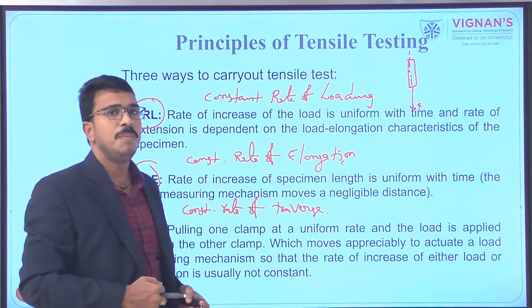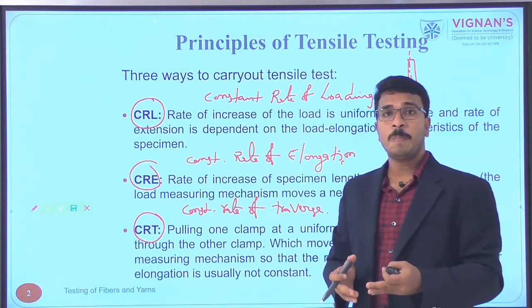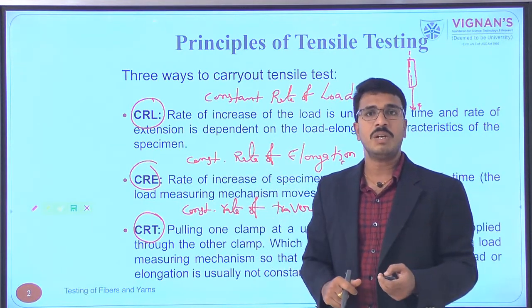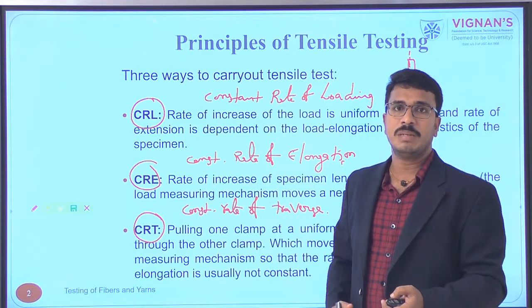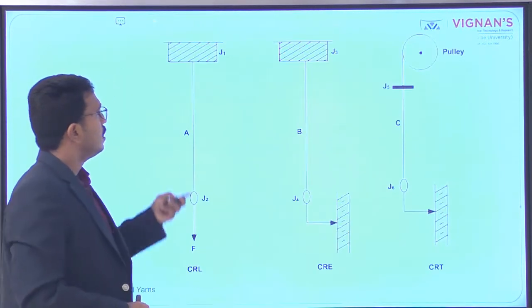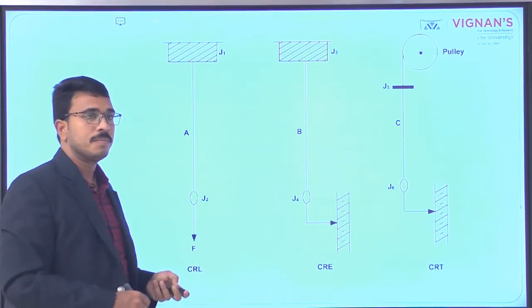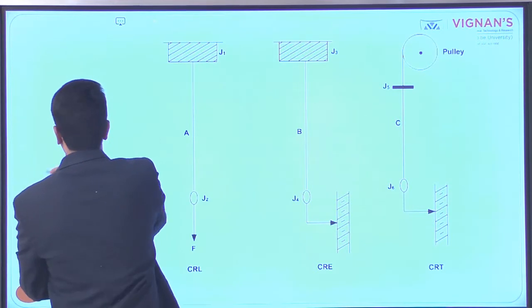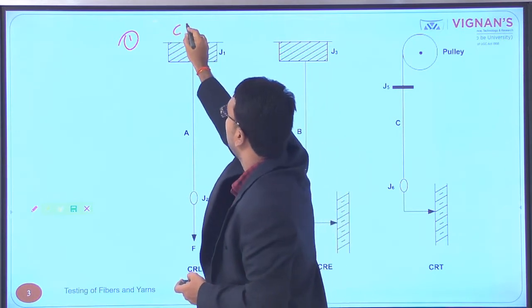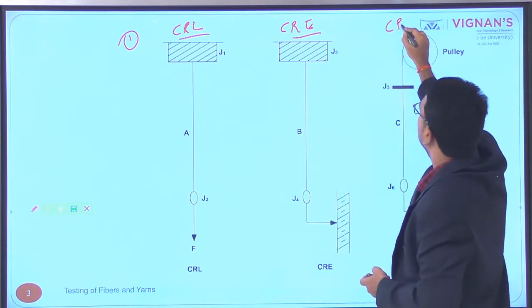These are the three principles generally used for tensile measurements, and most tensile strength instruments were developed based on them. Now let us discuss each principle in detail. The first one is constant rate of loading, this is CRL, this is CRE, and this is CRT.